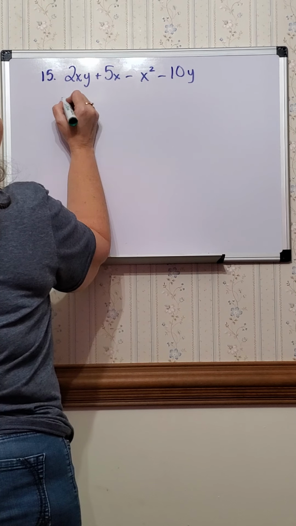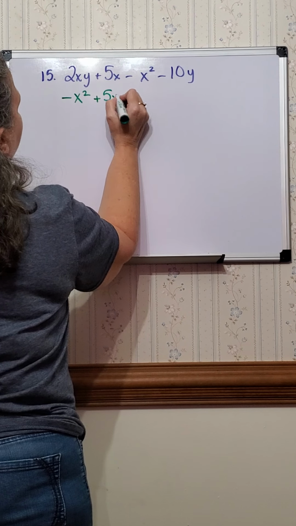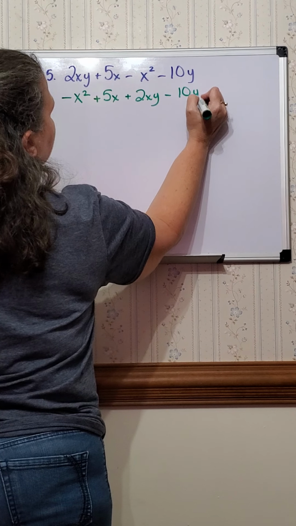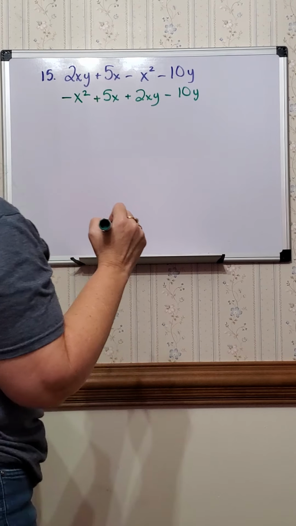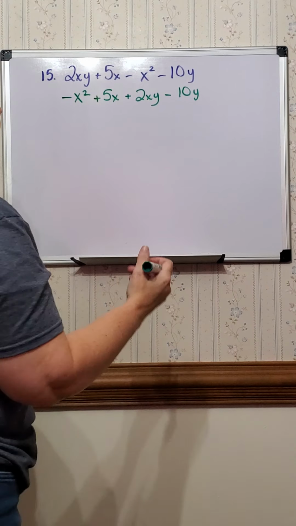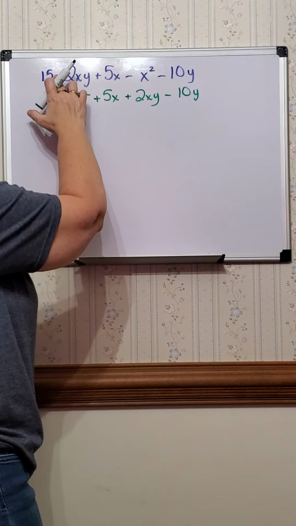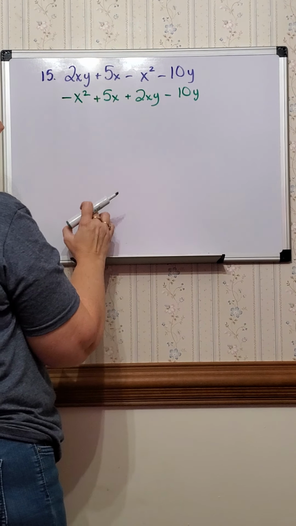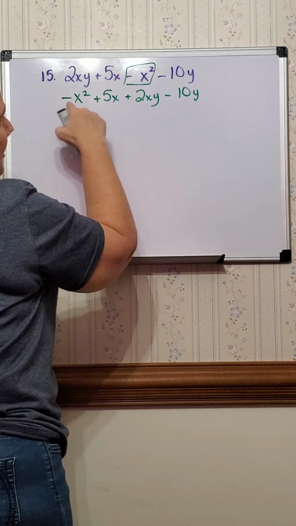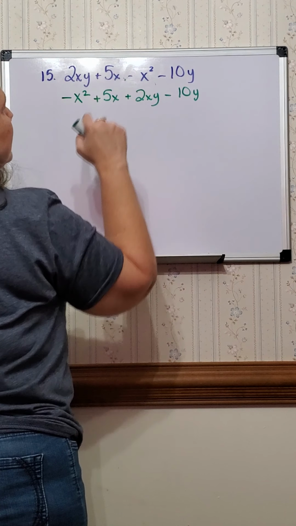I'm going to go ahead and rewrite this. So I'm going to have negative x squared plus 5x plus 2xy minus 10y. Now that I have rewritten it, be very careful: if this is in the front and there's nothing in front of it, you know that it's positive, so make sure that's positive. And when you rewrite it, if it's got a negative in front of it, don't forget that negative goes with it. So just be very, very careful to check your negatives and positives.